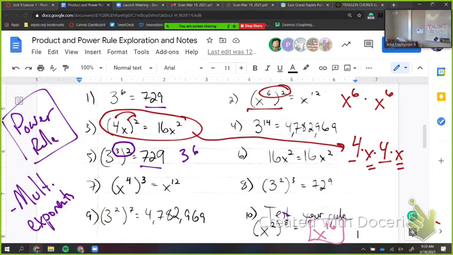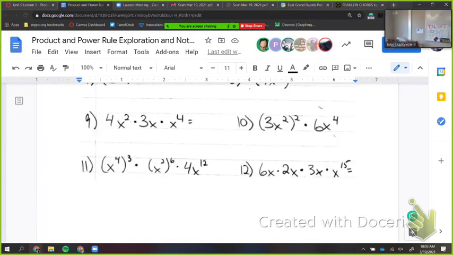Next, I want to look at number 10 on the homework with you. Let me get that set up there. All right, let's look at number 10 together. Are you seeing that number 10 looks extra?